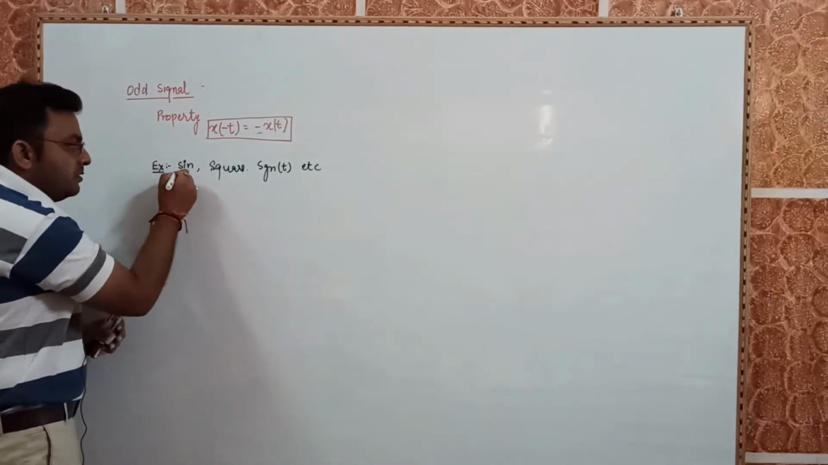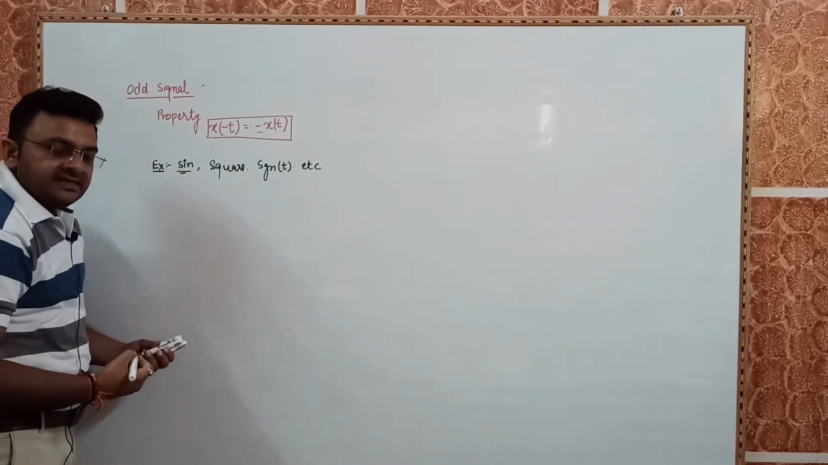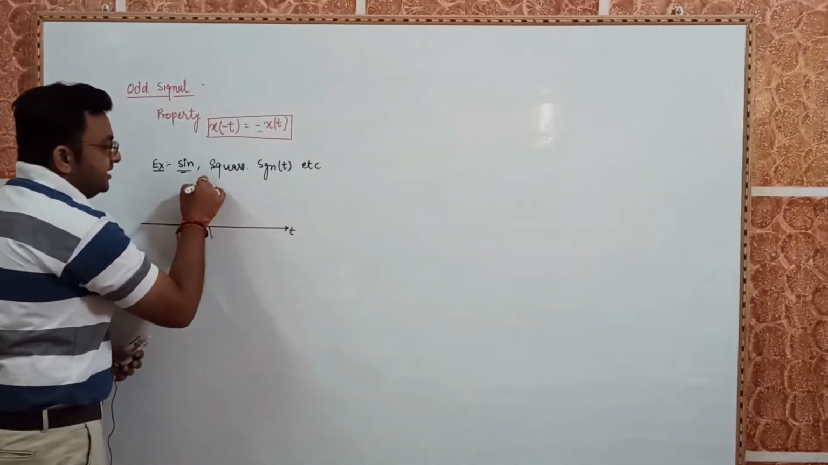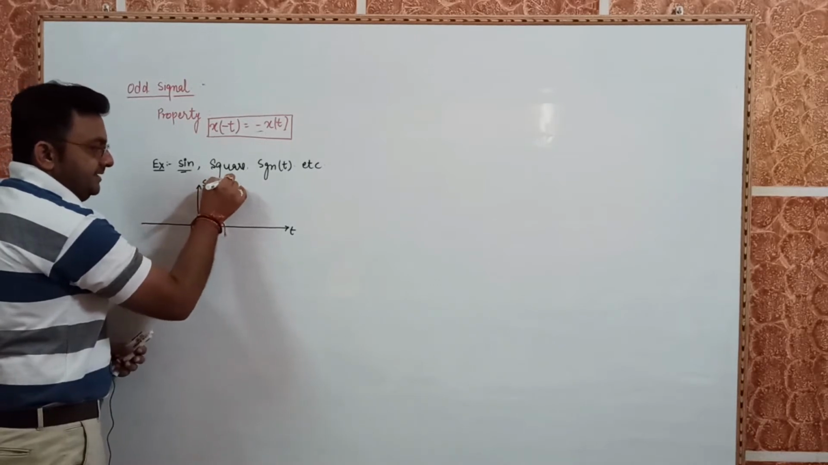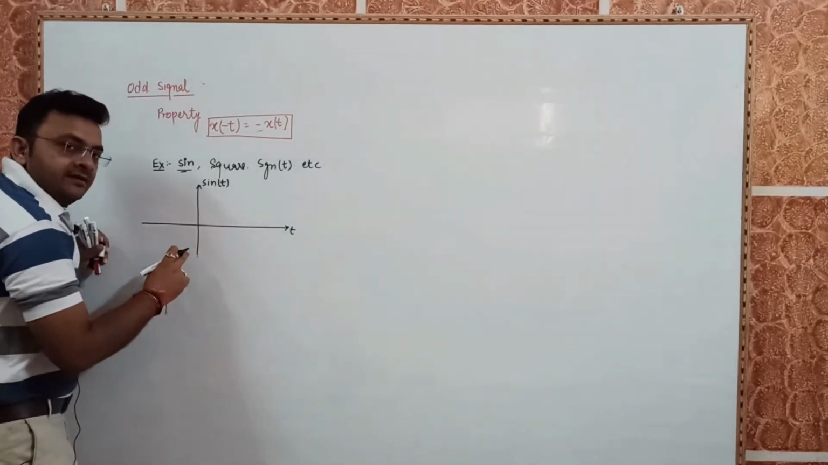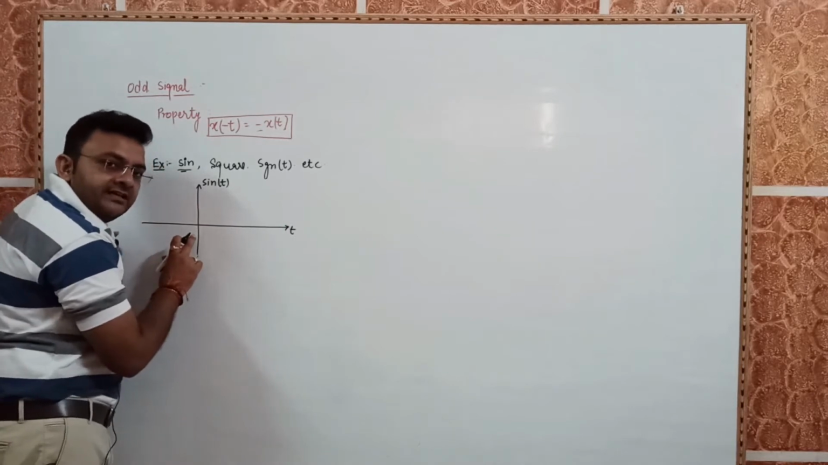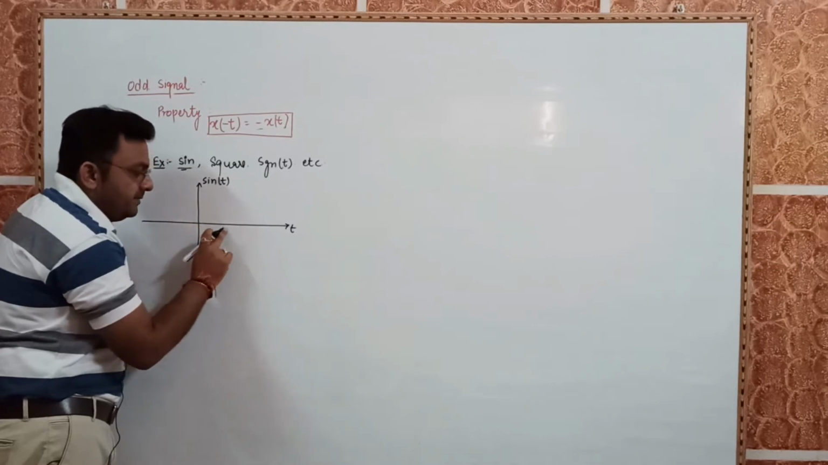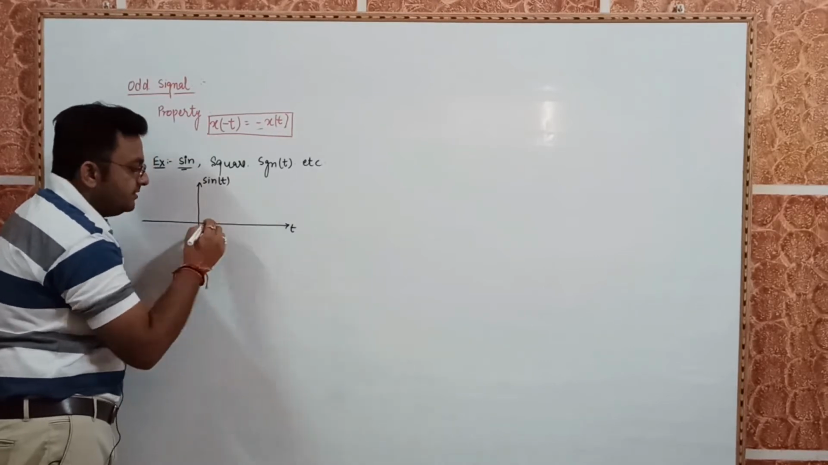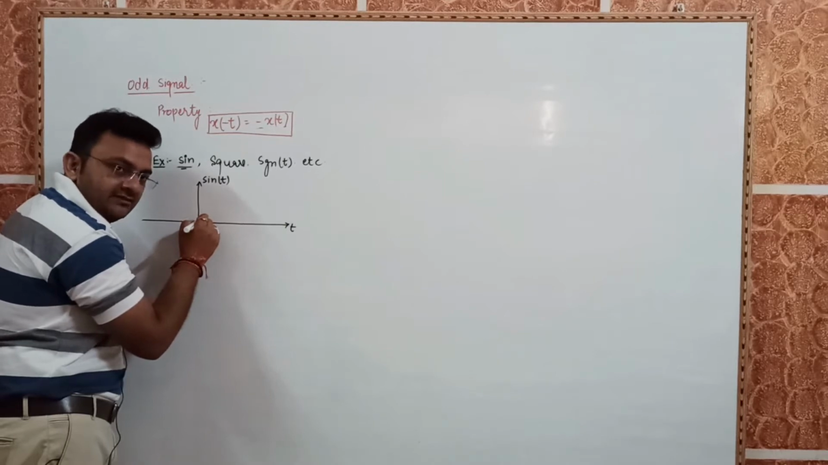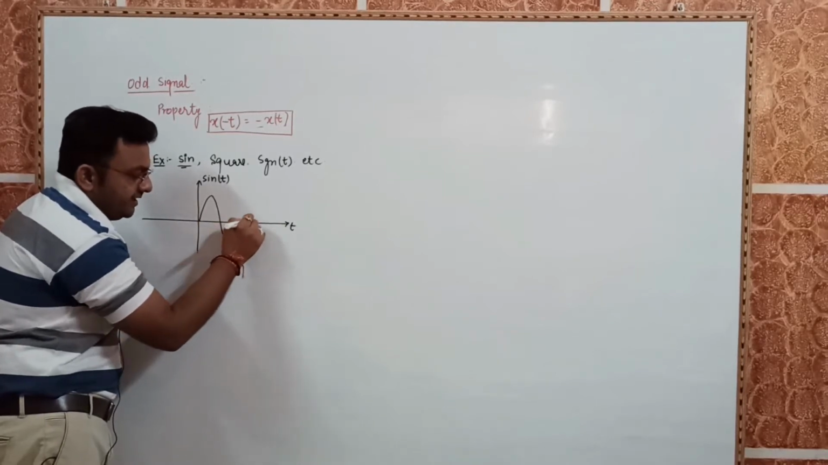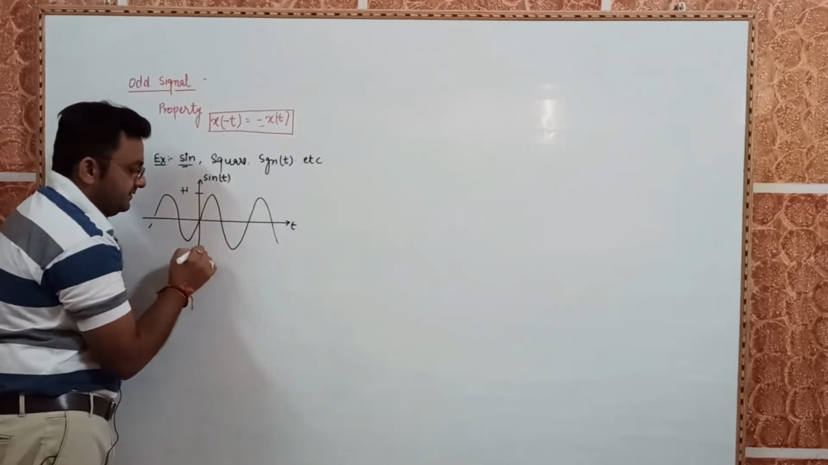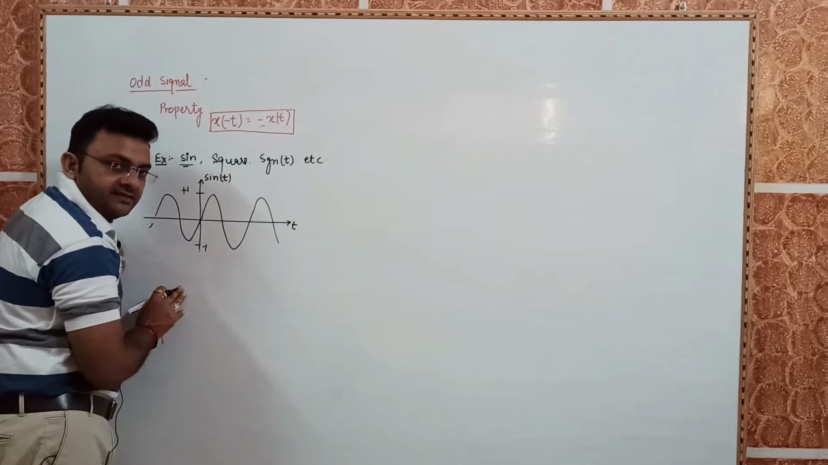If we talk about the sine, we can draw the sine function like this. That means if we draw sine of t over here, sine always has the value 0 at 0, and at pi by 2 we have value 1, then 0. The graphical representation would be like this. This value would be plus 1, this would be minus 1.